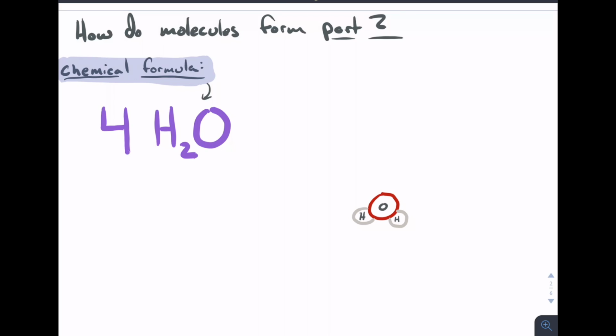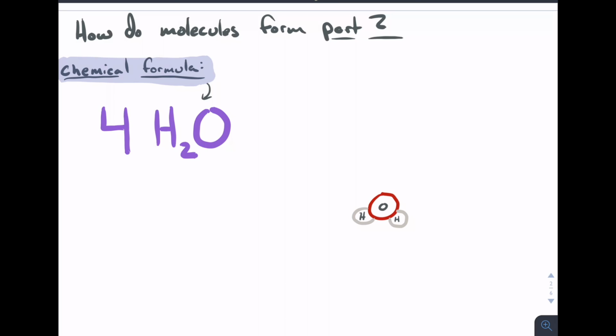Okay, this is part 2 of how do atoms form molecules. So just continue on your notes from the previous video on the same page. So now that we learned how molecules are formed through chemical reactions, now how do we share what molecule we're talking about with other people?